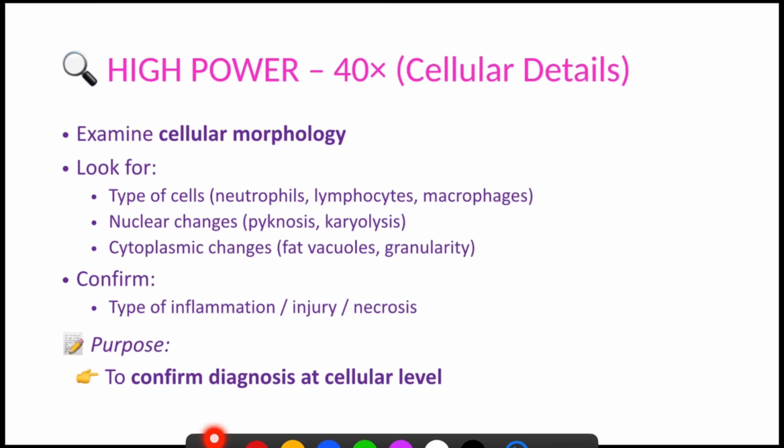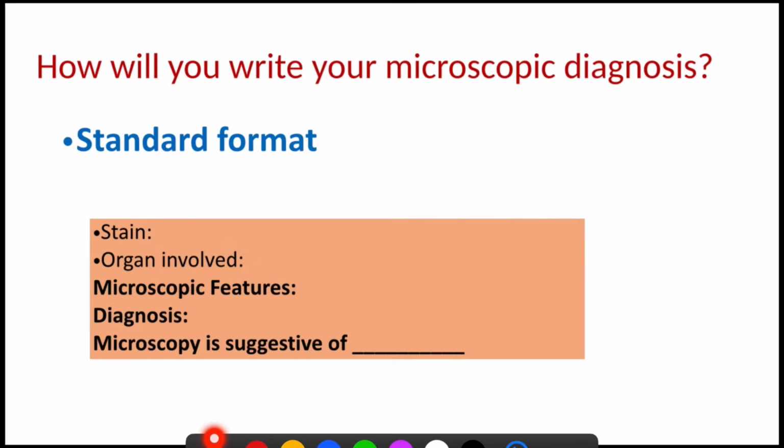Now the third important is high power. This is 40x. Under the 40x magnification we can easily see cellular details. Here we can identify the type of cells, whether neutrophil, lymphocyte or macrophage, and the nuclear change, whether it is pycnosis or karyolysis, or cytoplasmic changes like fat vacuoles or granularity. With the help of this we can easily reach the diagnosis at the cellular level.